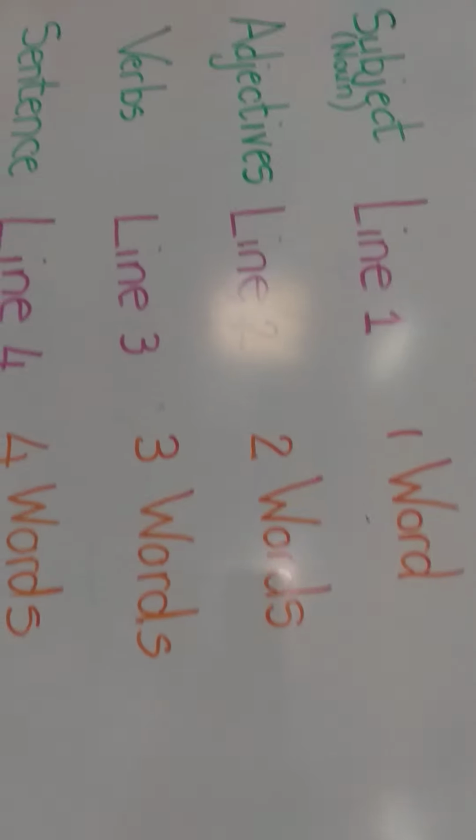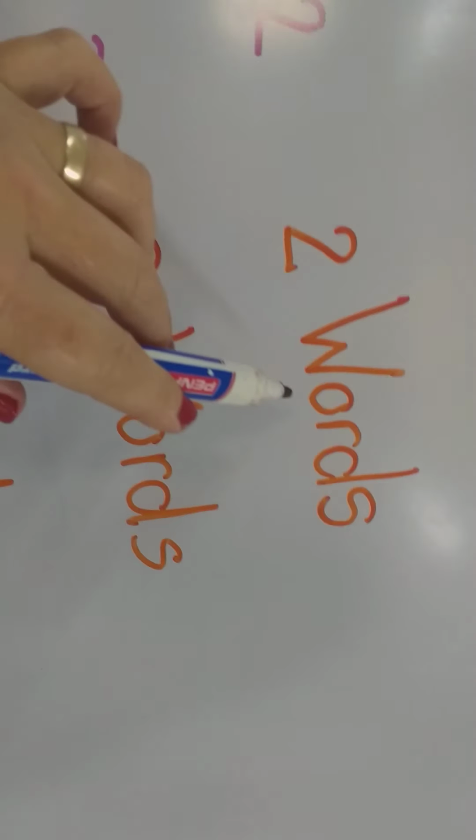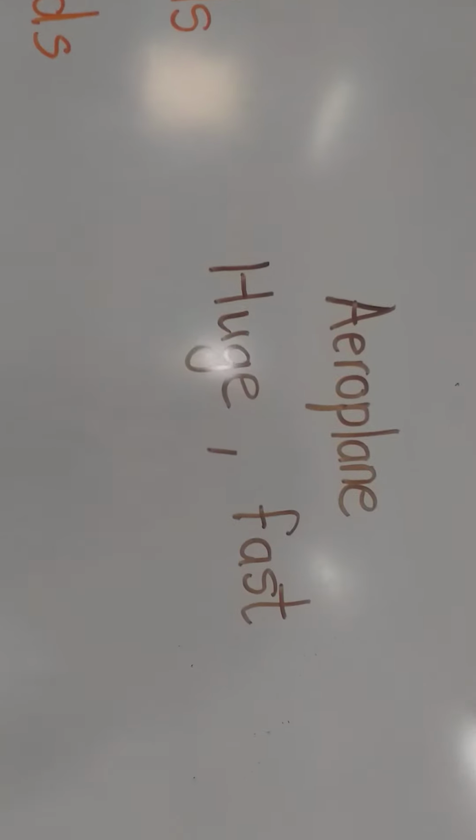Aeroplane. So that's my line 1. Then line 2 has to be adjectives, 2 words. So 2 describing words to describe my aeroplane. So we can say it's huge and it's fast. Those are 2 describing words describing my aeroplane.